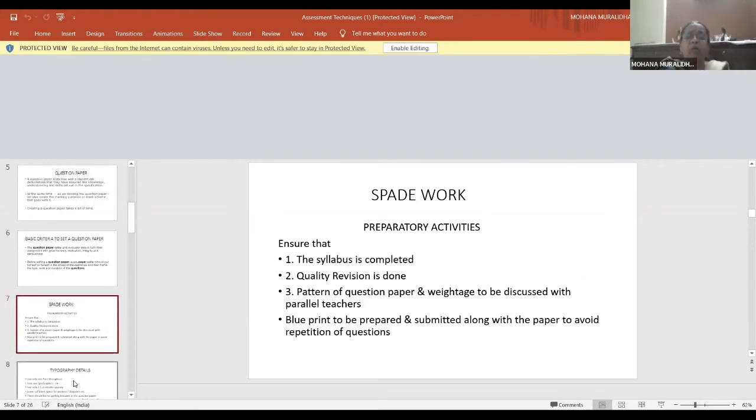And what is the spade work? What is it that we need to do before we start setting the paper? Ensure that the syllabus is completed. Without completing the syllabus, you cannot think of conducting an exam on those portions. Also ensure that quality revision is done. If we finish the portions and conduct the test immediately, it goes meaningless. It doesn't serve the purpose. So we need the syllabus completed and quality revision.